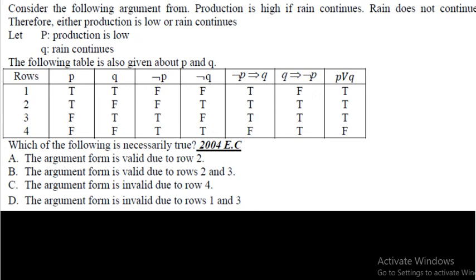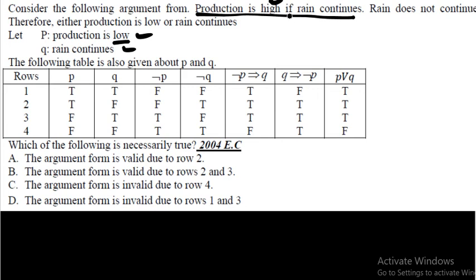The next one, consider the following argument. Production is high if the rain continues. Rain doesn't continue. Therefore, either production is low or rain continues. So at the given, let P be production is low and Q be rain continues. So we have two premises. Production is high if rain continues. This is one premise. We have to connect it. Production is high is the negation of P, because P says production is low. The negation of low is high.